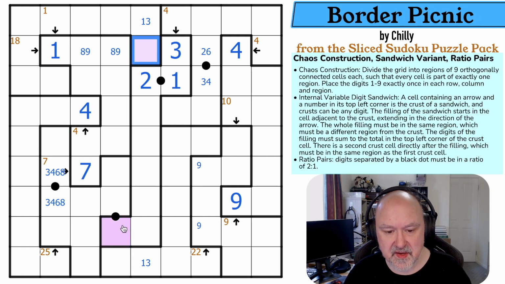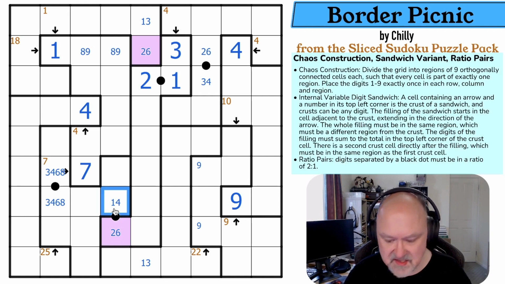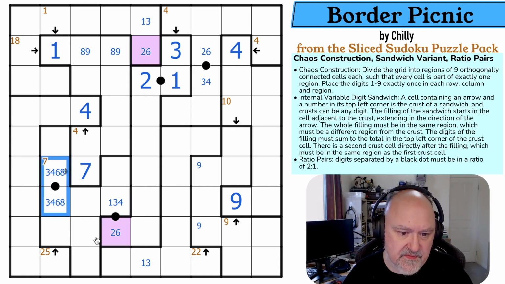What can this be? Can't be 1, could be 2, can't be 3, 4, could be 6, can't be 8. Can't be 5, 7, or 9 because I can't put 5, 7, or 9 on a black dot. If this is 2, this is 1 or 4. If this is 6, this would be 3. Does that break this? If this is 6, 3, this becomes 4, 8.